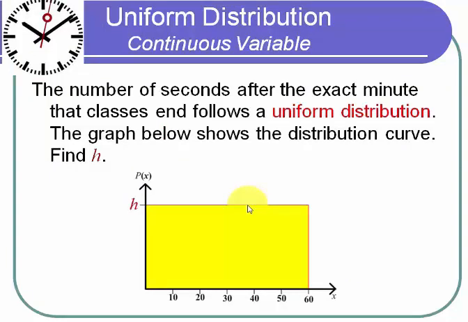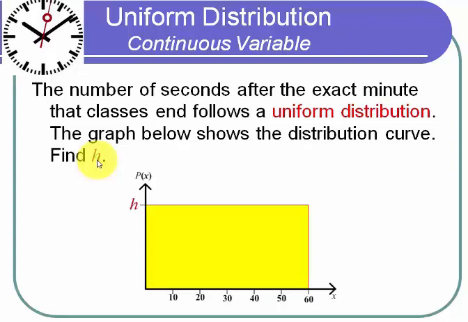So now I have an example for you. The number of seconds after the exact minute that classes end follows a uniform distribution. The graph below shows this distribution curve. Find h.